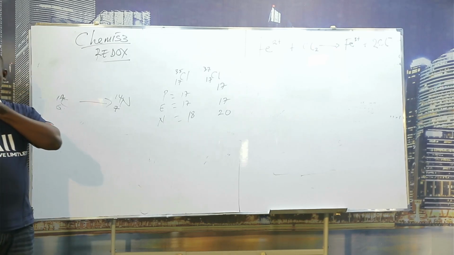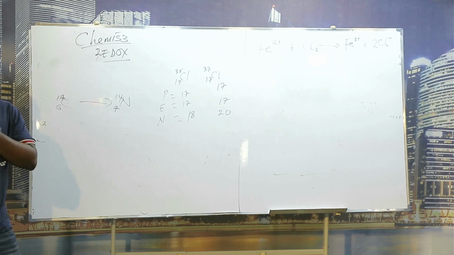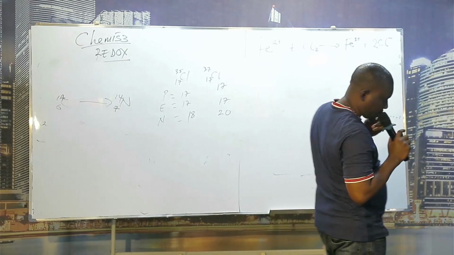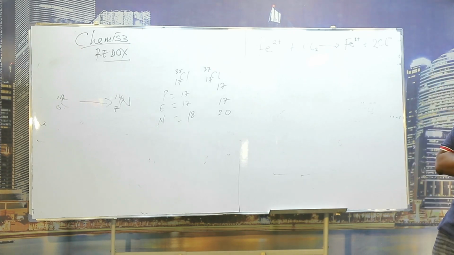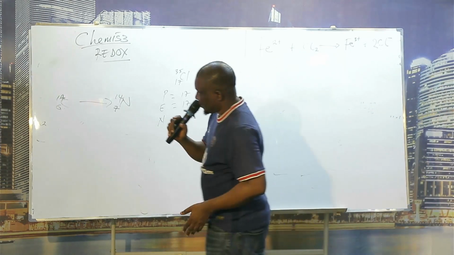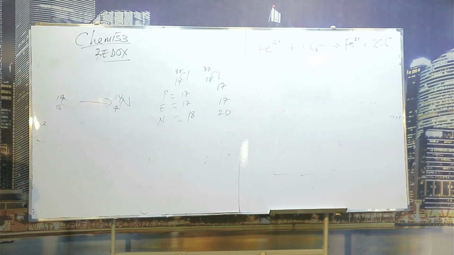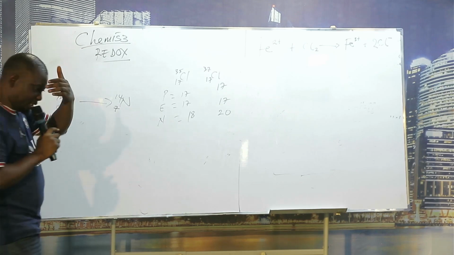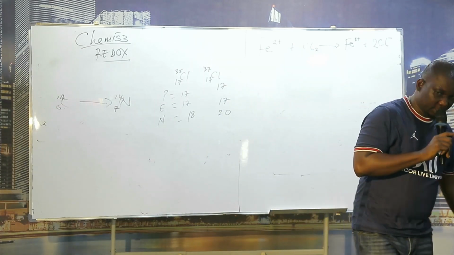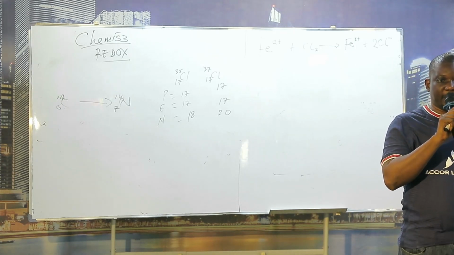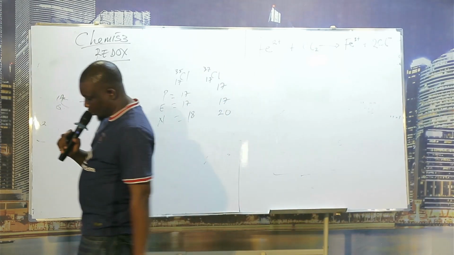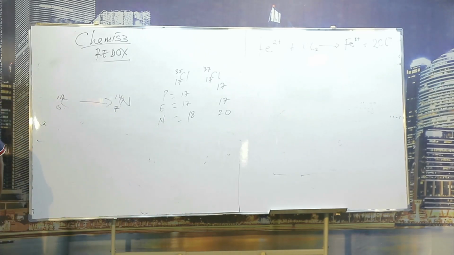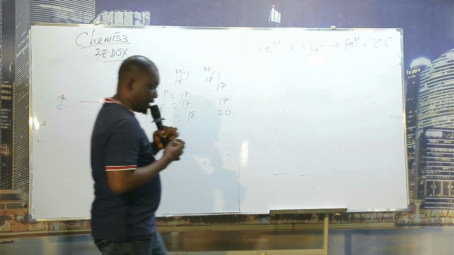Full stop. Paragraph. In balancing redox or ionic equation, the reaction is split into two half cells. That is, the oxidation half cell equation and then the reduction half cell equation. Oxidation half cell equation and what? Reduction half cell equation. Let me show you what I mean by that.